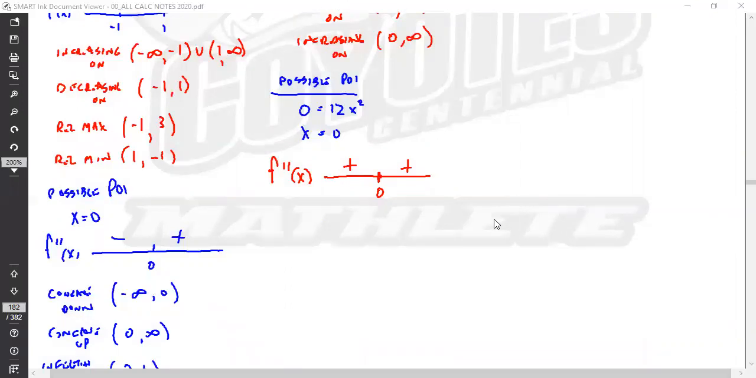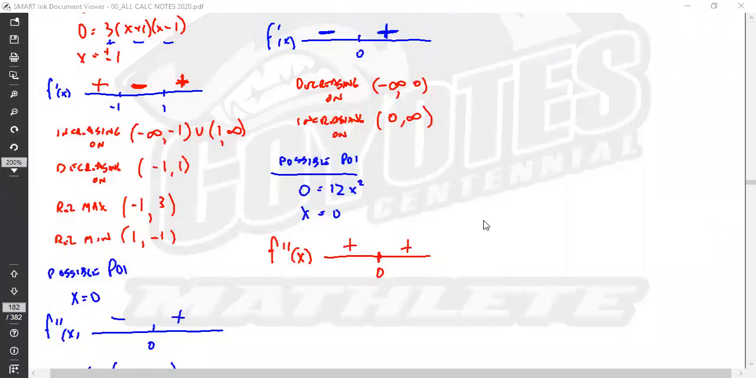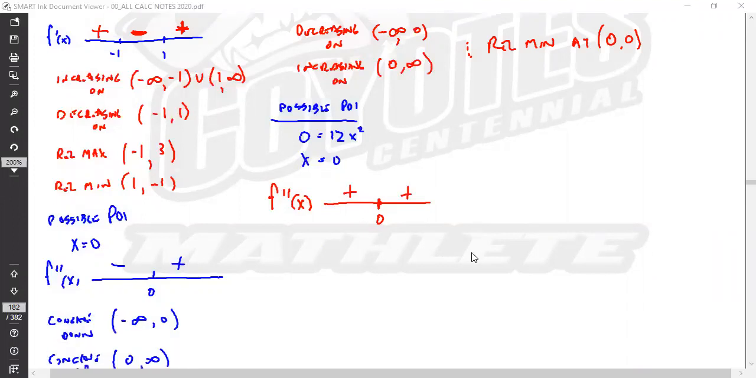Back up a second here. What's one thing that I missed? I did miss that I had decreasing and I had increasing, but I didn't state my relative extrema. It's decreasing, then it's increasing, so we have a relative minimum at, sorry about that, at (0, 0). We should finish off by concluding this is concave up from negative infinity to infinity.